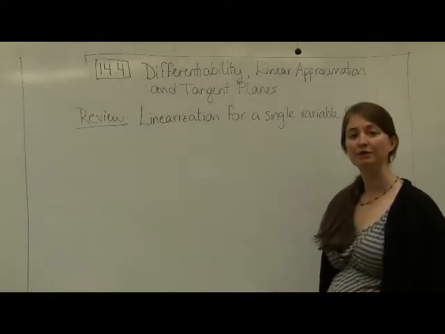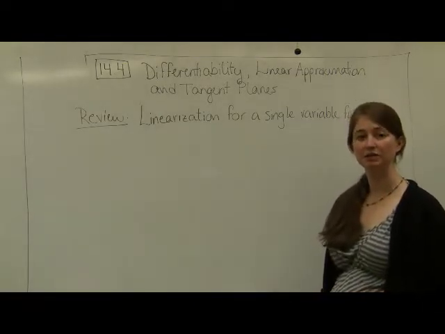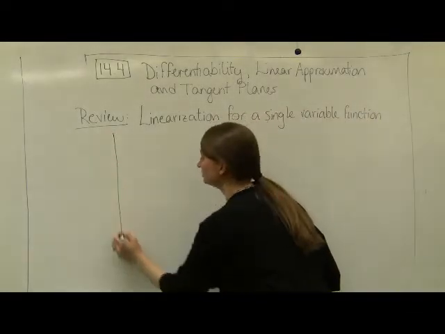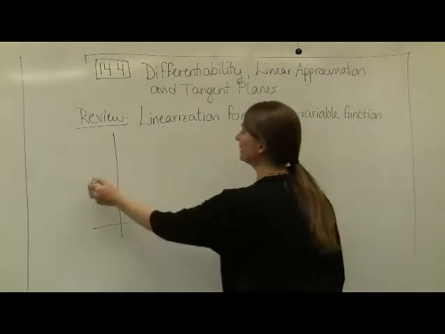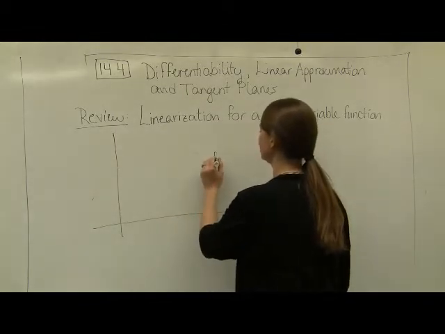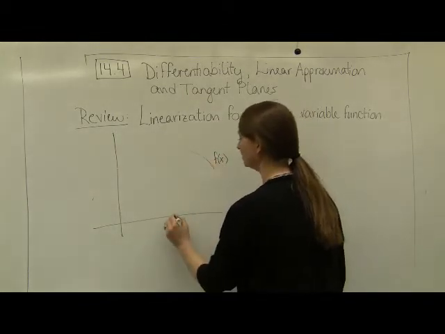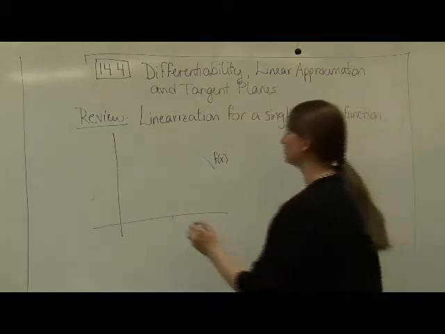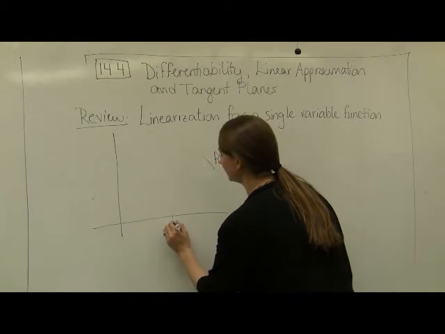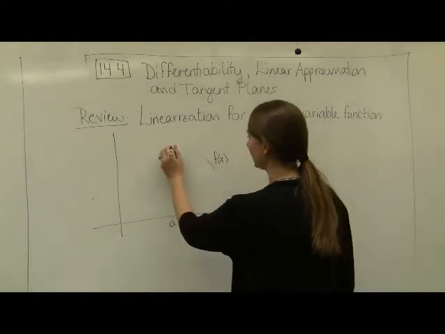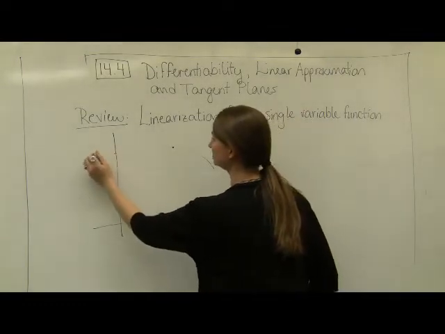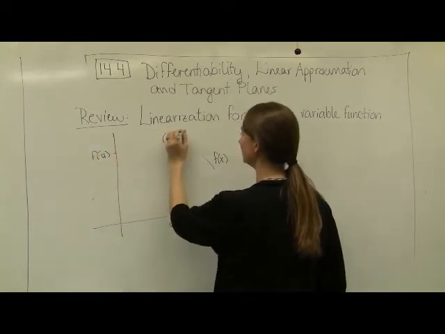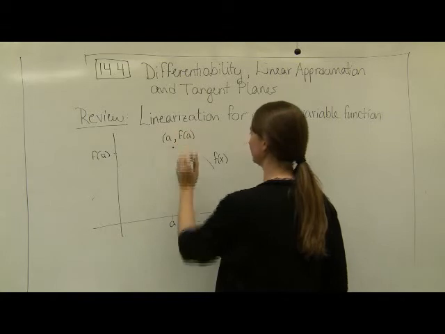So let's start off by reviewing what we know about linearizations for single variable functions. Perhaps you don't remember this terminology, but I'm sure you're familiar with the topic. So let's say that we have some function f of x in the xy plane, and we want to approximate this function with a line at the point A. So when my x value is equal to A, my functional value is equal to f of A, and the point has coordinates A, comma, f of A.